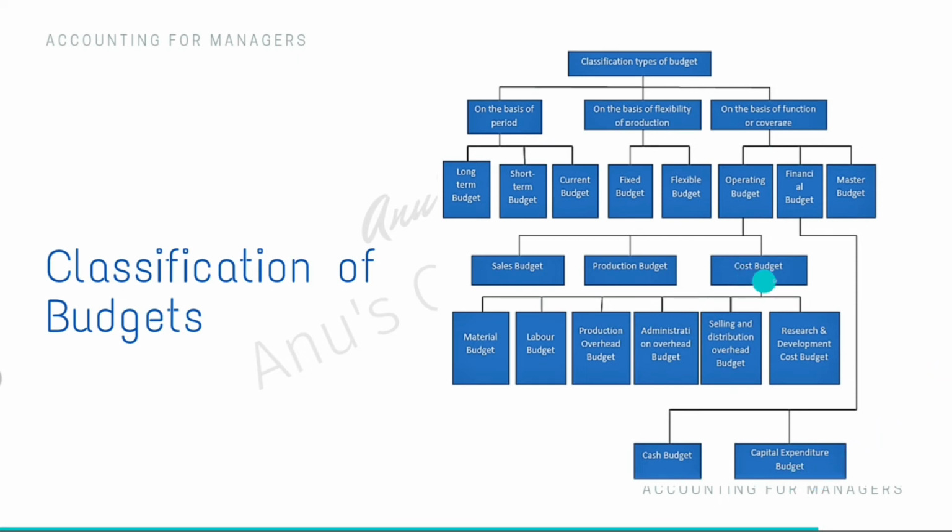Now, when we talk about budgets, the budget which almost always comes into our mind is the financial budget, which is the cash budget and capital expenditure budget. But when we talk about cost budget, we can have a material budget, labor budget, production overhead budget or administration overhead budget, selling and distribution overhead budget, or R&D cost budget. So this is a very small classification only of the various kinds of budgets.